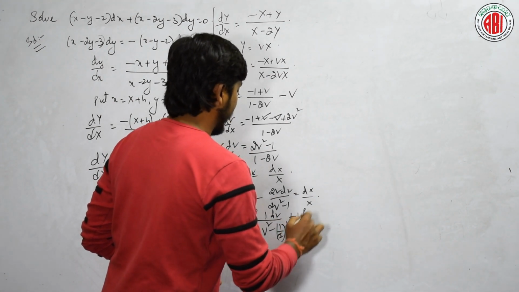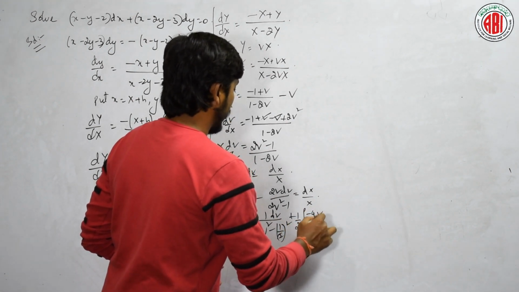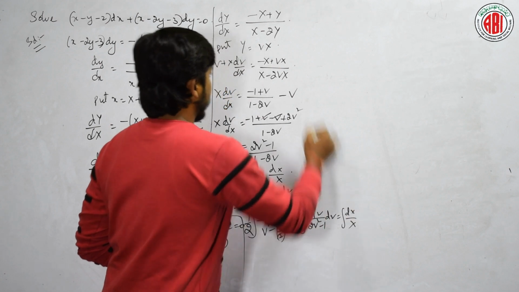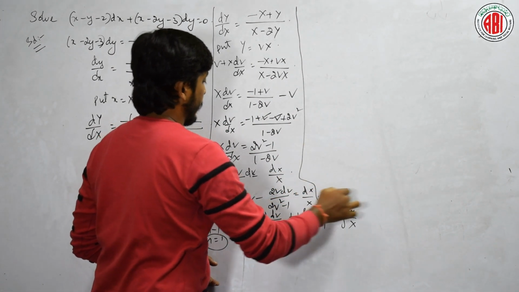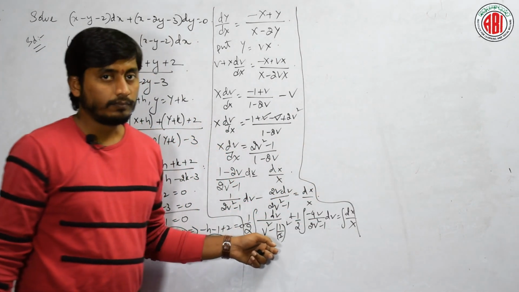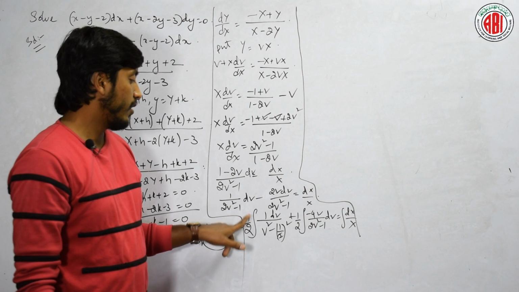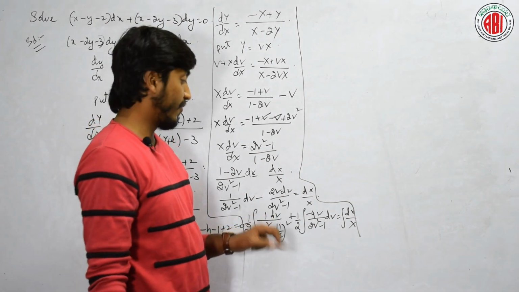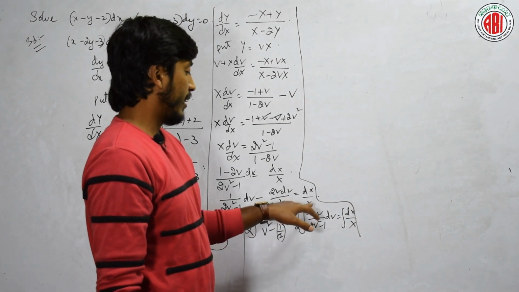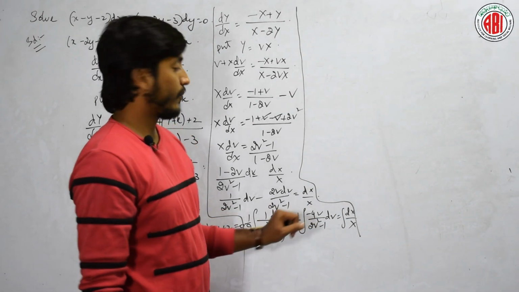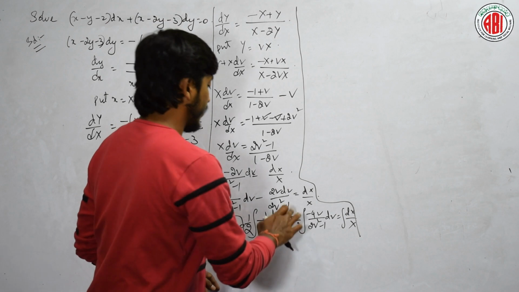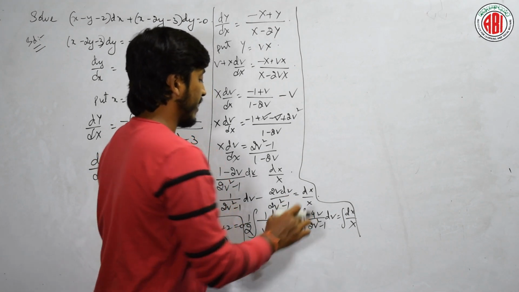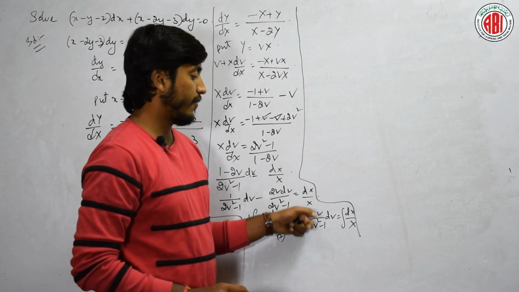I will get it as integral minus 4v by 2v square minus 1 dv, that is equal to integral dx by x. Is it? This is, once again check here, 1 by 2 1 by v square minus a square, that is x square minus a square formula. Here f dash x by f of x. Why? 2v square ka integration is 4v only, so we need not put minus there. 2v square ka differentiation is 4v, so f dash x by f of x.